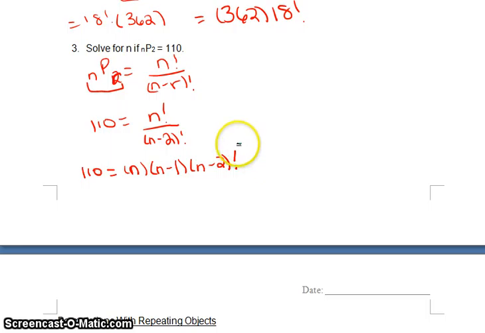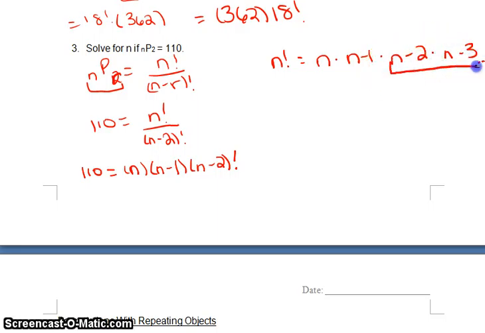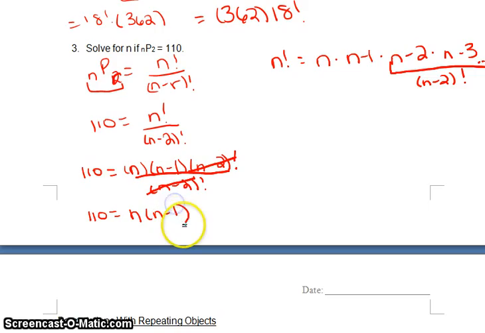So remember, n factorial is equal to n times n minus 1 times n minus 2 times n minus 3, and so on. So this portion of our n factorial would be n minus 2 factorial. So what we'll be left with is n times n minus 1 times that factorial there, divided by n minus 2 factorial. Then we can start canceling out some like terms. And what we have left is 110 is equal to n times n minus 1.